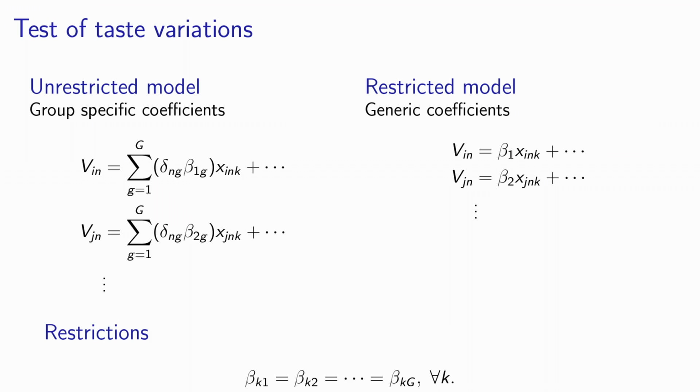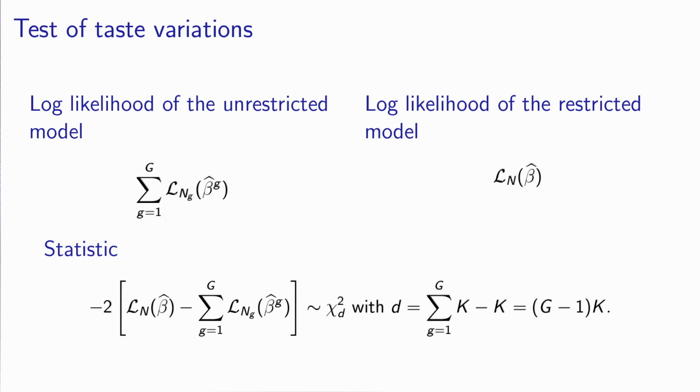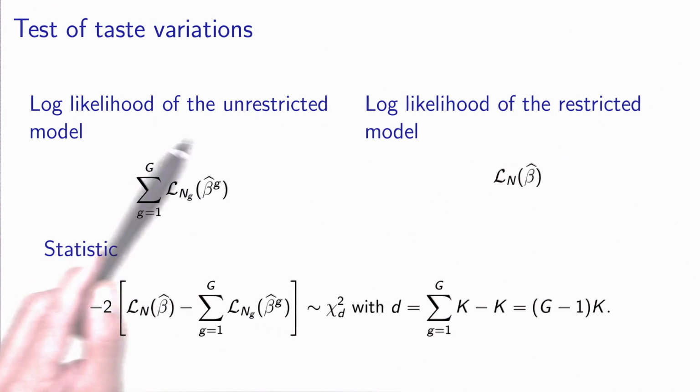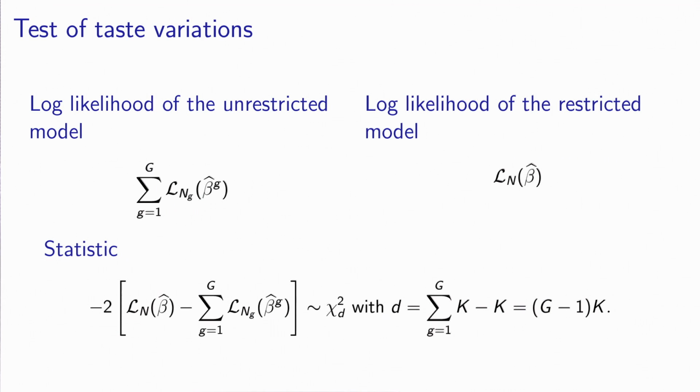And so in this case, you can apply the log likelihood ratio test. As we saw before, the log likelihood of the unrestricted model is the sum across groups of the log likelihood that was obtained by estimating the model on each separate group. And this is simply the log likelihood of the restricted model, where there is only one group. And you can calculate again the test statistic. And the number of degrees of freedom now is what? It is the total number of parameters in the unrestricted model, which is G times K, minus the number of parameters in the restricted model, which is K.